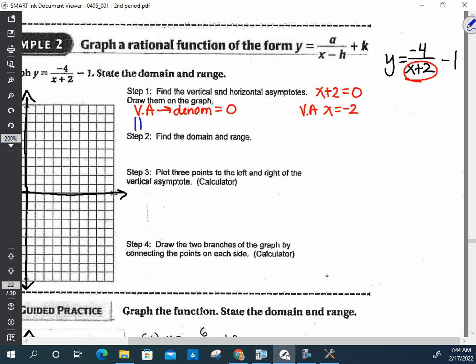Horizontal asymptote. That's the number behind the fraction. The number behind the fraction is -1. So your horizontal asymptote is y equals -1.